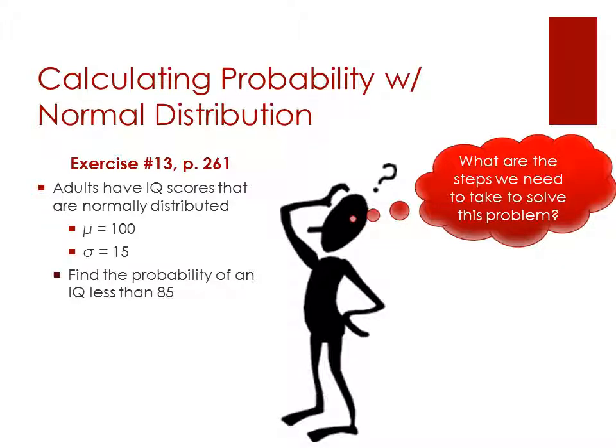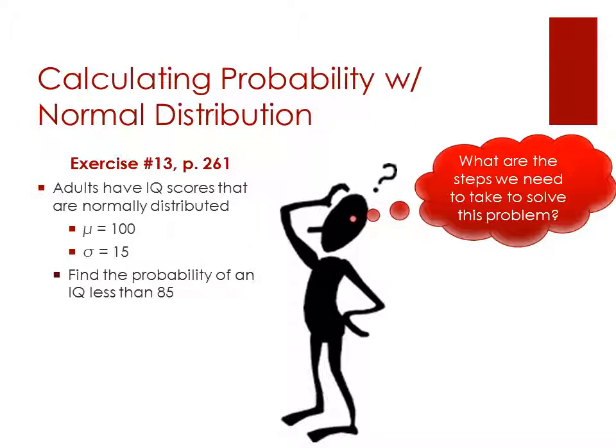Here we're going to get started working with the normal distribution and using it to calculate probabilities for particular problems. We're going to start with a pretty straightforward and simple one so we can get familiar with working with the numbers, and then in some of the later videos we're going to work with some more complex word problems. So we're going to be looking at exercise number 13, page 261 from your text.